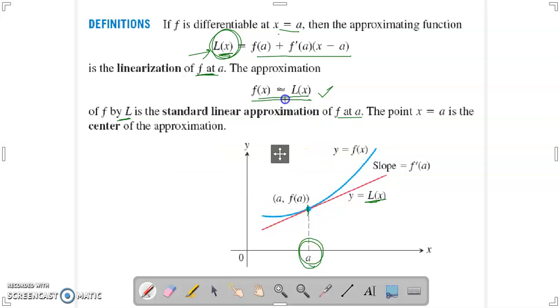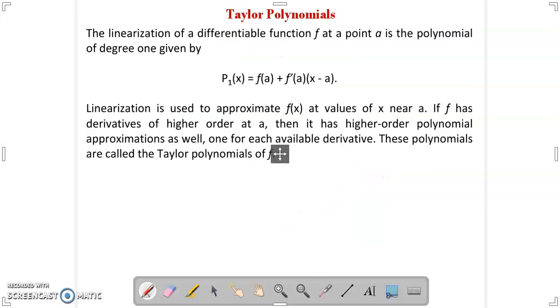We are saying that f of x is approximated by L of x, and you also need to remember this gives you a good approximation in the vicinity of a. If you have some point near a, it will give you a good approximation. See, when you go here, they are very much closer. But if you have some point here, the tangent line and the function value you are approximating are far away from each other, right? So on this idea, we will define the Taylor polynomial.